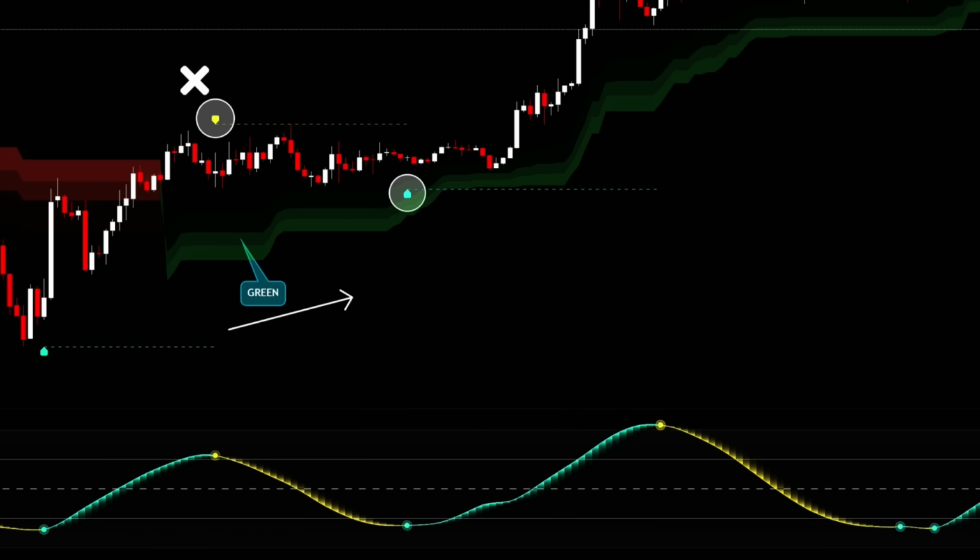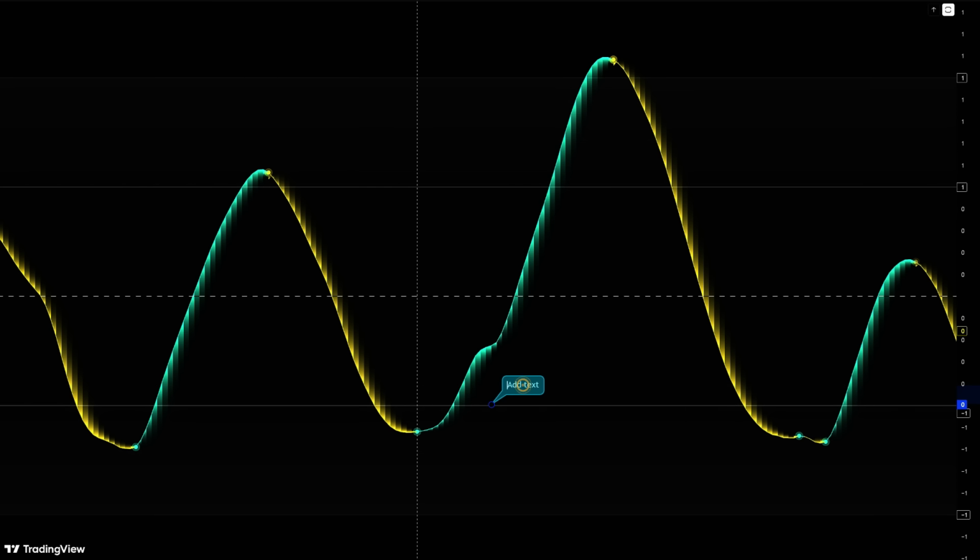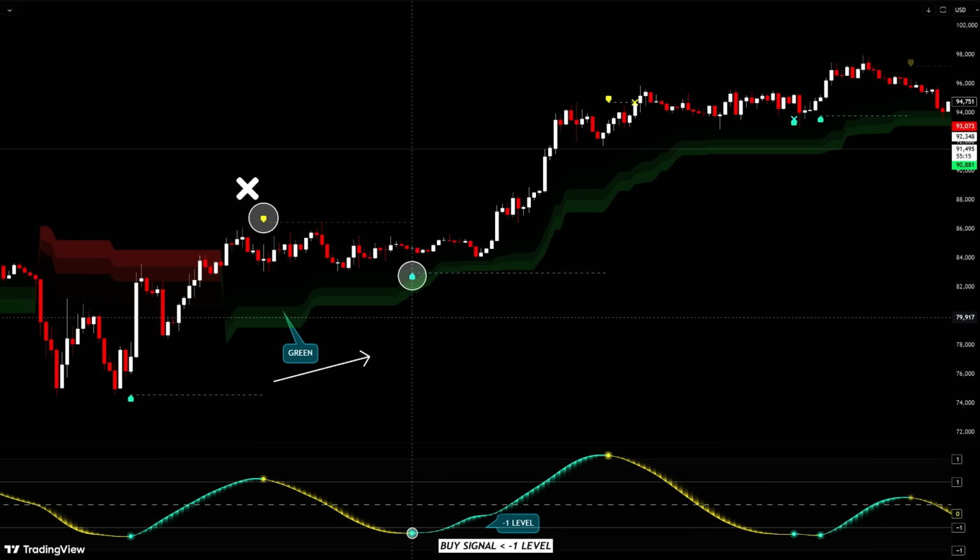But again, not every buy signal qualifies. We only take buy signals that occur below the -1 level on the oscillator. This tells us the signal formed when the market had enough room and strength to move higher. Buy signals above the level often occur late, when momentum is fading. Those are skipped.